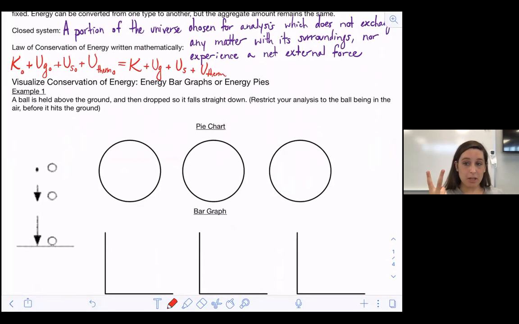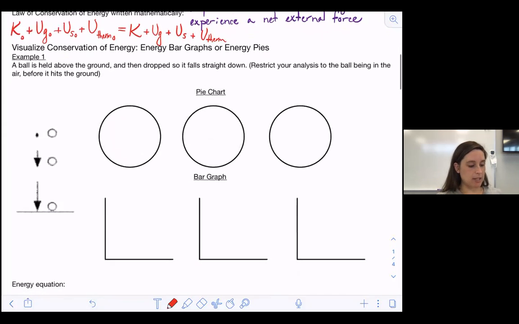Now, there's two ways that we can visualize energy as a phenomenon happens. Okay, we could use pie charts or we could use bar graphs to help us visualize what energy a particular system has, especially as that system changes over time. Okay, so here's a great example.